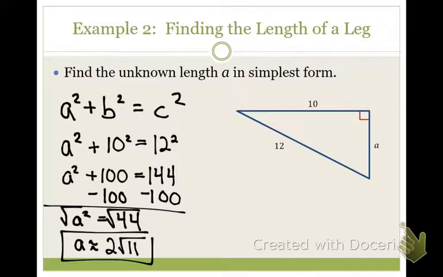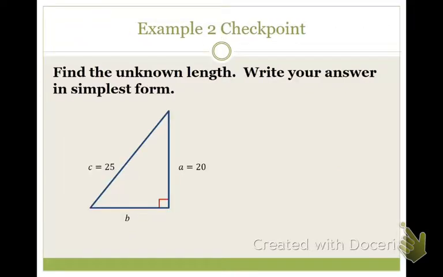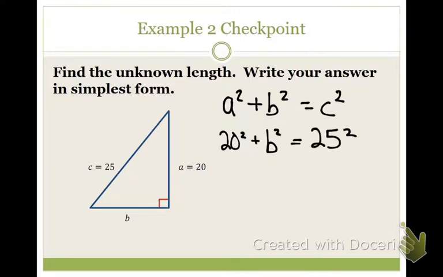Okay, let's do a practice problem now. Again, we're just sticking with the same concept. All right, here's your triangle. I want you to find the unknown length. All right, so pausing again. Did you plug them in? Okay, so 20 for A, you don't know B, and 25 for C. So you just make your substitutions. Everybody there? All right, what's 20 squared? 400. 400 plus B squared equals 625, okay?